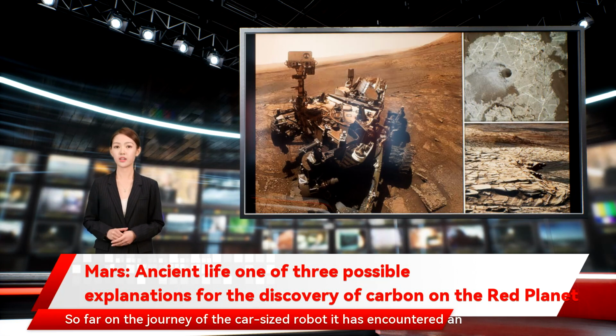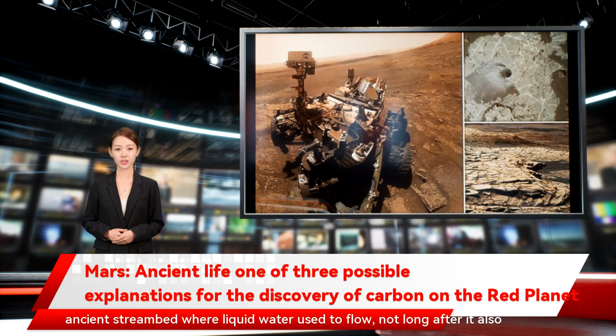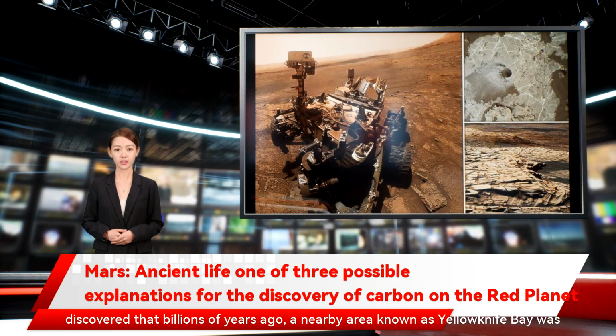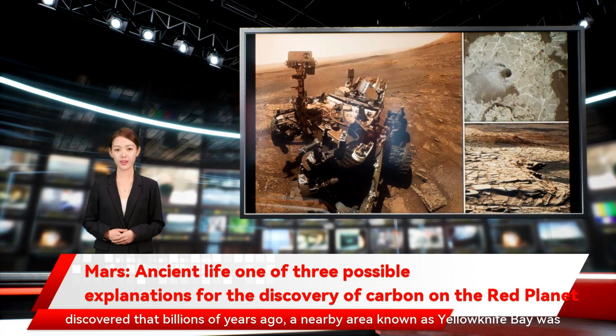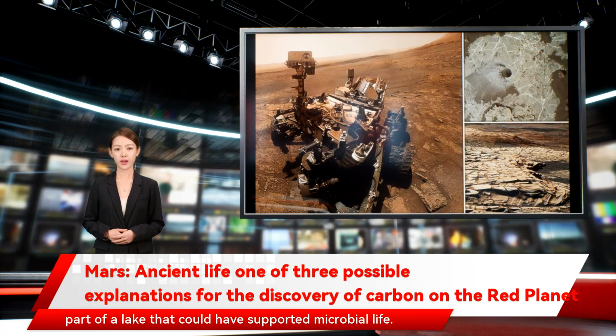So far on the journey of the car-sized robot, it has encountered an ancient streambed where liquid water used to flow. Not long after, it also discovered that billions of years ago, a nearby area known as Yellowknife Bay was part of a lake that could have supported microbial life.